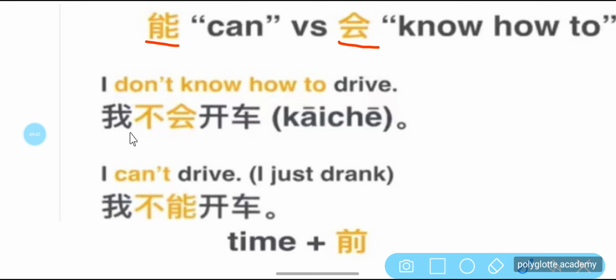So we have this sentence: 我不会开车，我不会开车。So let's put that into writing.